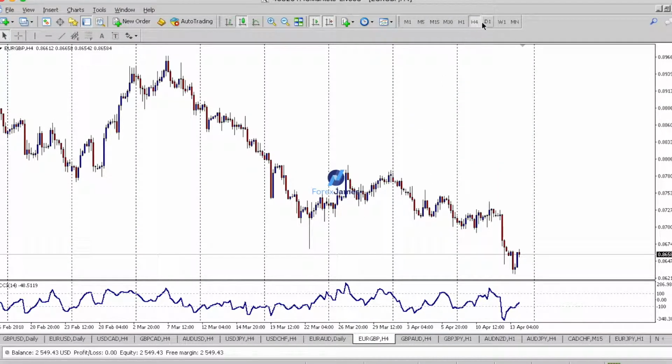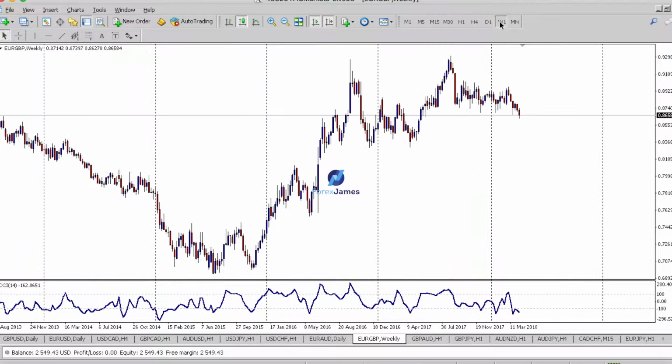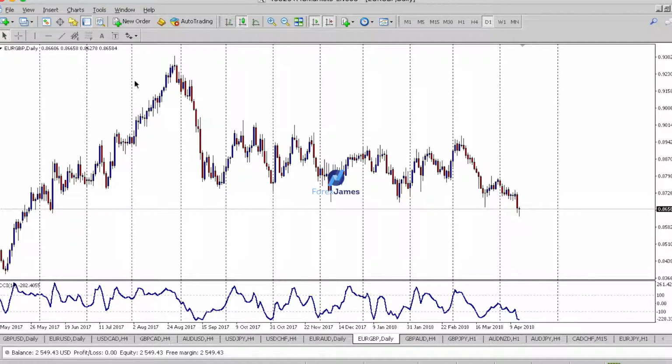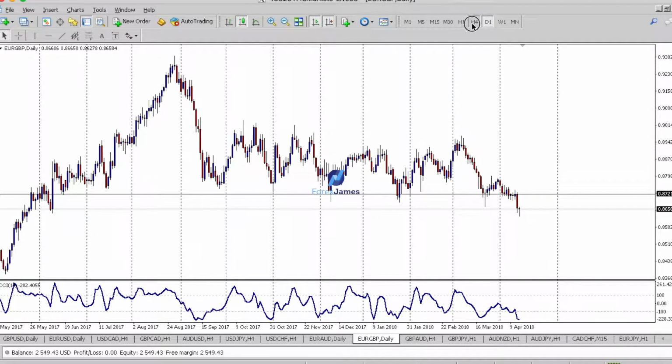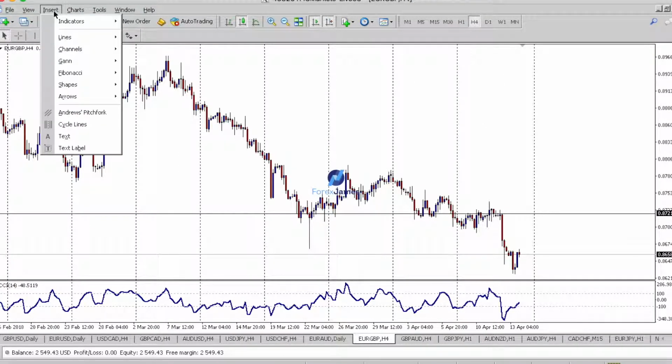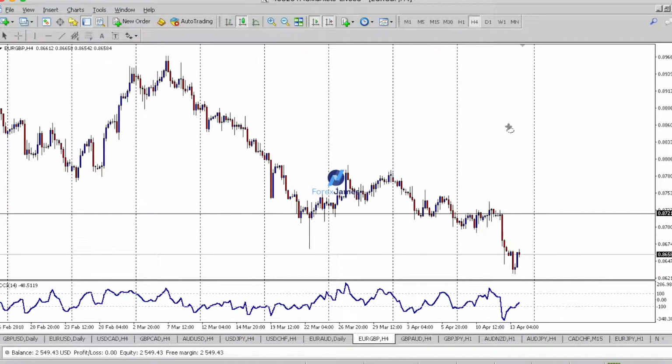Euro pound. Okay, this is still going to the downside in my opinion. I'll be looking for shorts here. Be looking for shorts, so right about this area here.